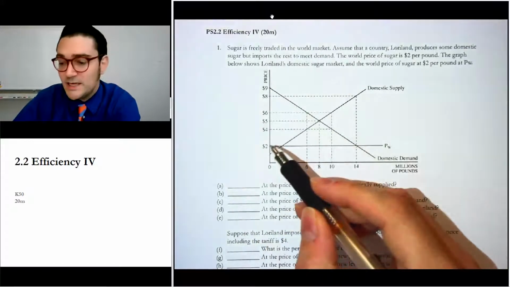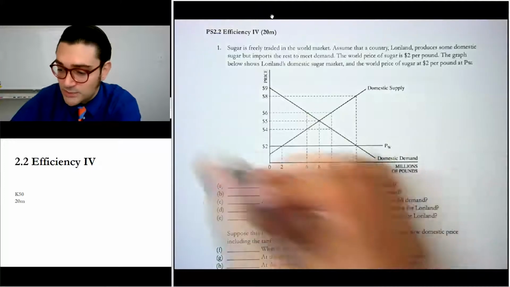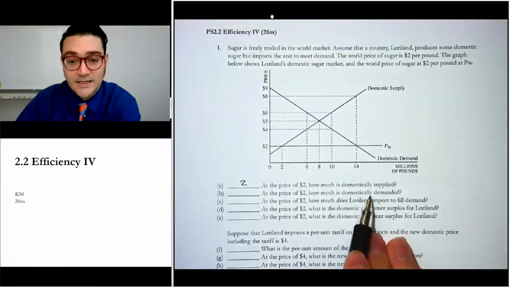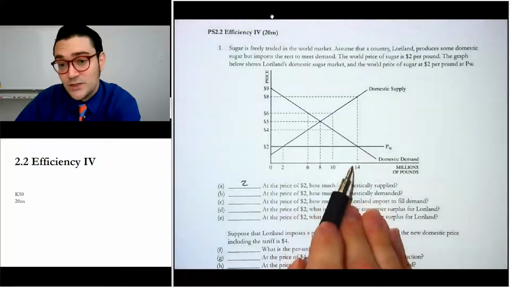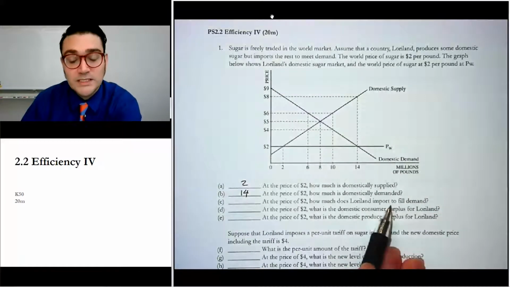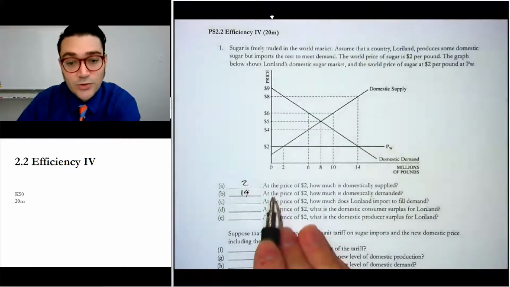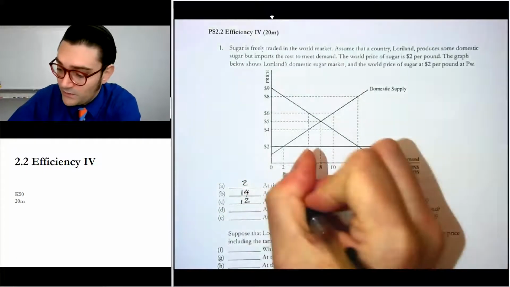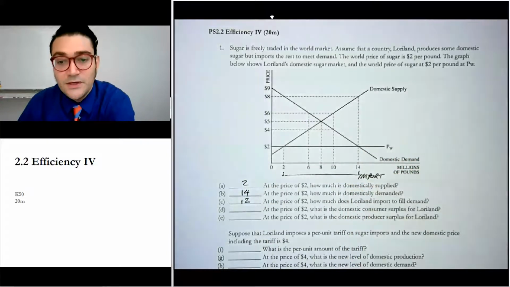At the price of 2, the domestic supply curve stops right here at 2. So only 2 million pounds, we're just going to say 2, are domestically supplied. And how much is domestically demanded at the price of 2? Well, at the price of 2, the domestic demand is 14. It's way over here. So this is 14. So that tells us they have to be importing some, and it tells us up here they produce some domestic, they import the rest. So the difference between the two, between 14 and 2, is how much is being imported. So 12. So this amount is the imports. That's the import amount from 14 to 2.